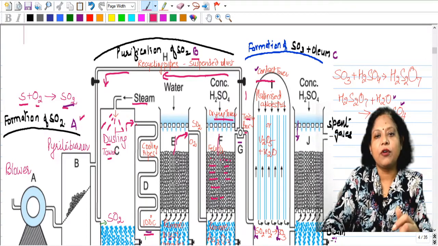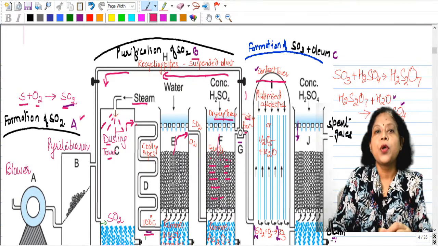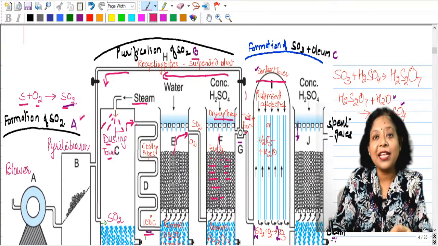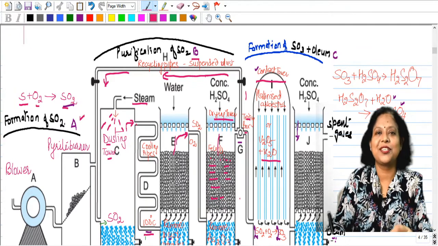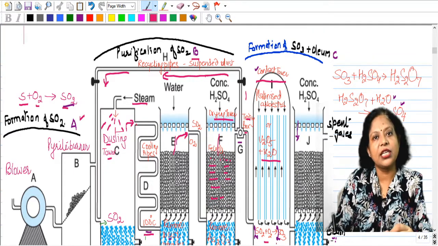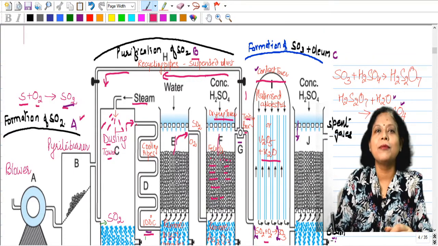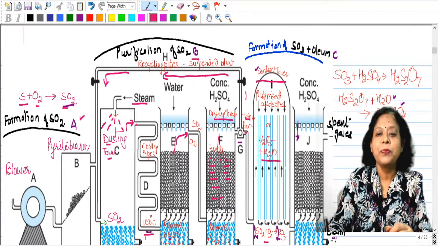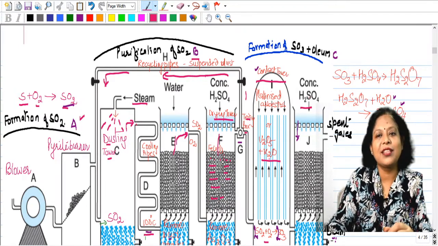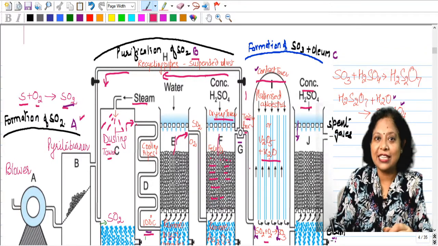So this tower is known as contact tower. In contact tower, there are platinized asbestos sheets or vanadium pentoxide with promoter potassium oxide. Right. Now when sulfur dioxide gas passes over here, it has got oxygen, it combines with the oxygen to form sulfur trioxide. Now this sulfur trioxide formed is then treated with concentrated sulfuric acid, right?